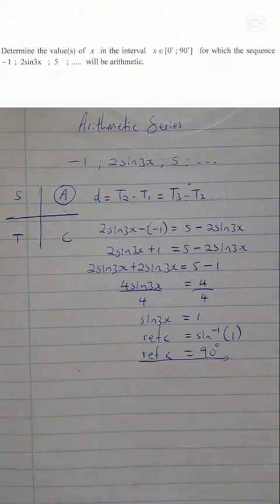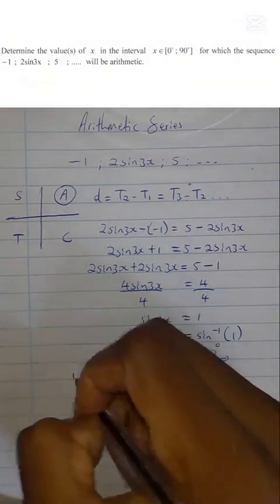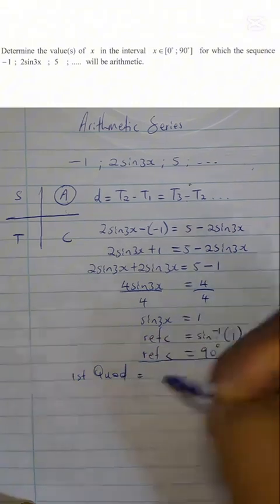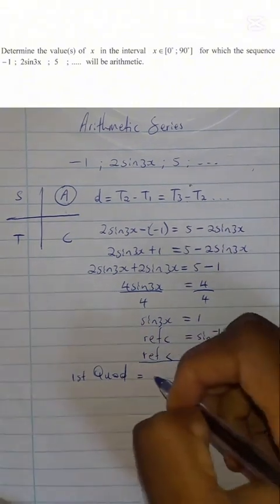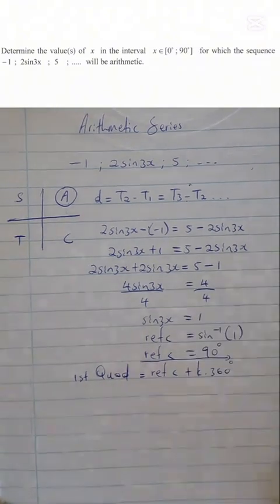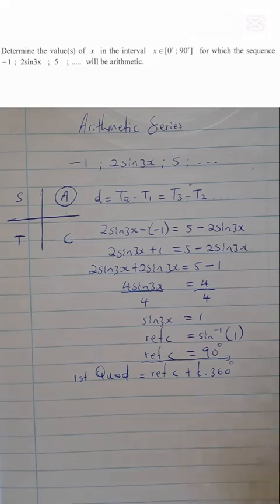Remember that we're talking about the first quadrant, right? So in the first quadrant, everything is positive. So we're going to have the reference angle plus k multiplied by 360 degrees, because it's the sine that we're dealing with.